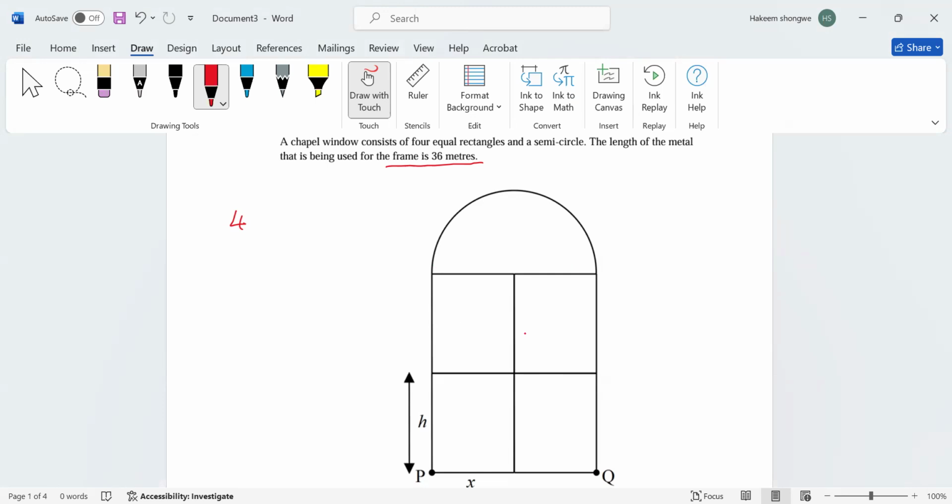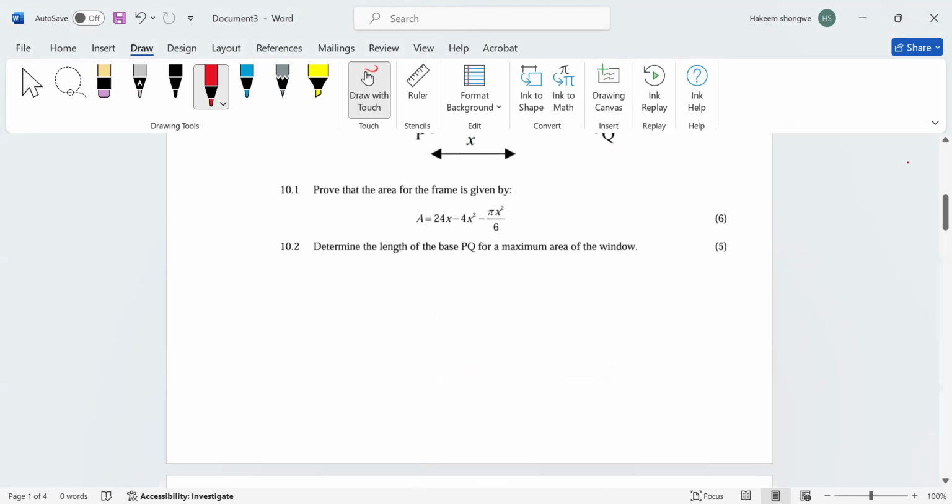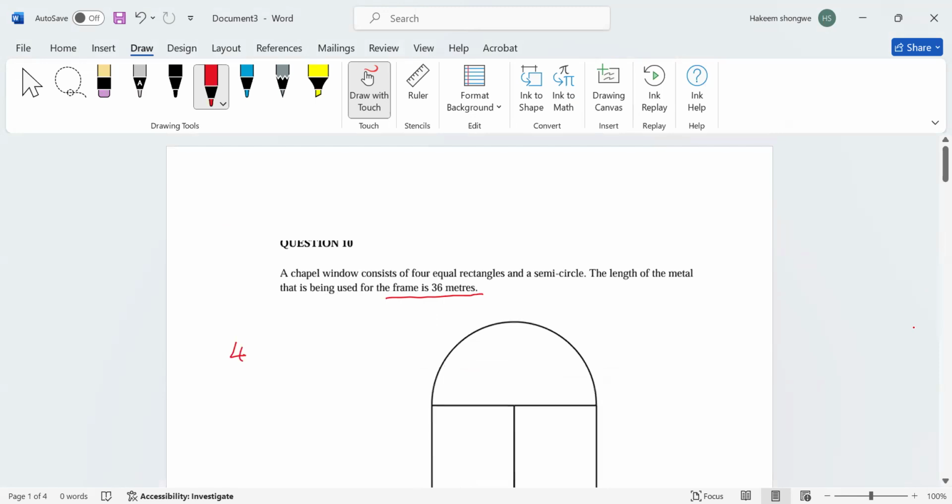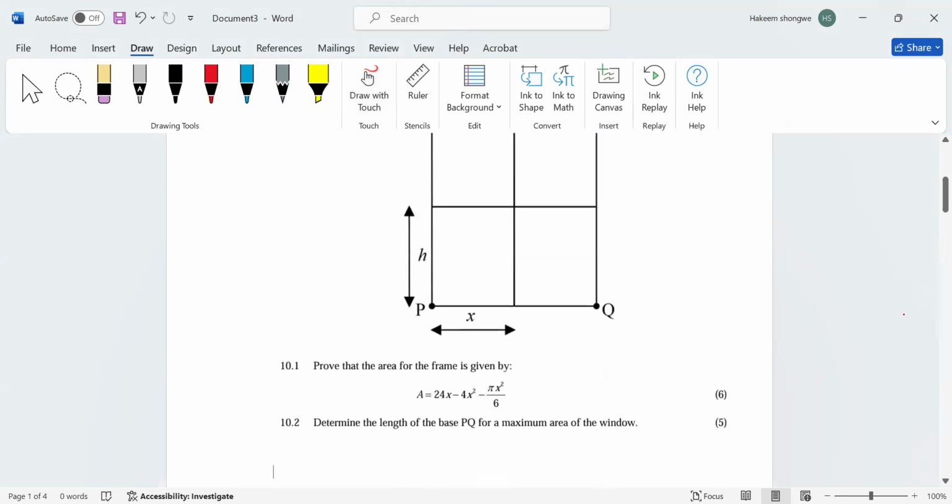And then if we go to this question here, let's check. The most important thing is for us not to come back with 0. That's where we are going to start. Let's not come back with 0. So what is the first thing that we can see here? They say we should prove that the area for the frame is given by, blah, blah, blah.